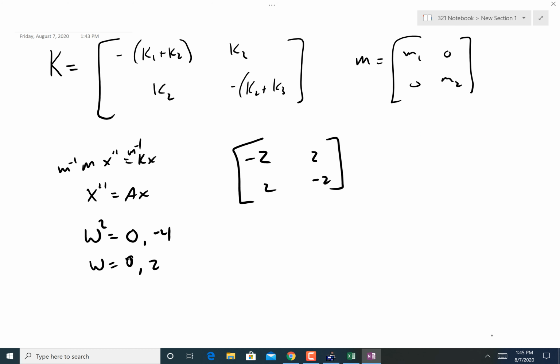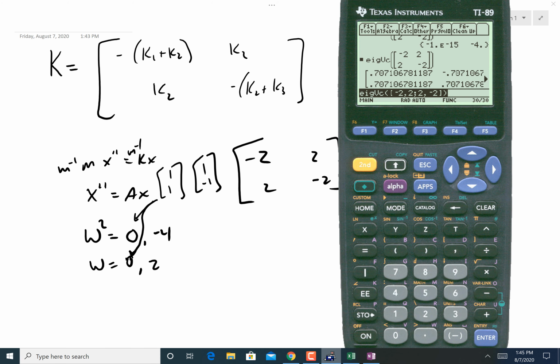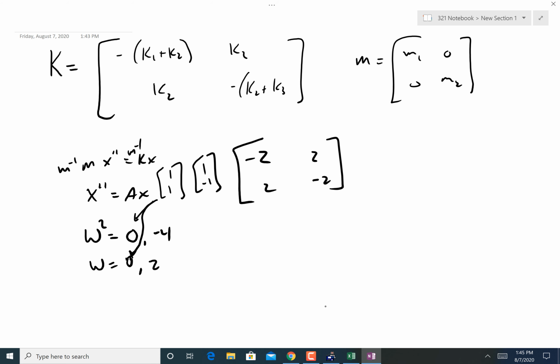Okay, so I got 1, 1. For this guy, well, for either one of them, it's 1, 1. And the other one is 1, negative 1, or vice versa. It doesn't matter because, of course, it just implies opposite directions. So on this one here, think about this. What we have is two masses joined with a spring.